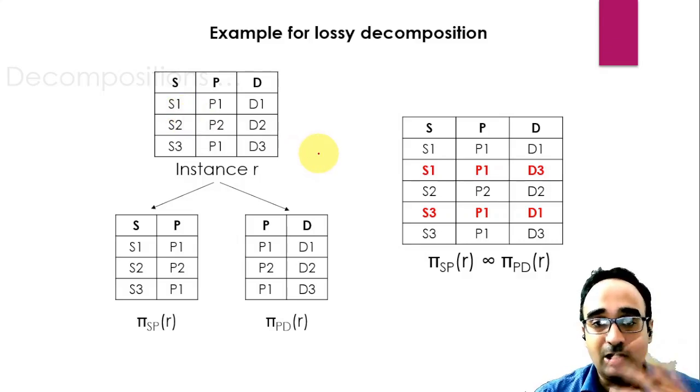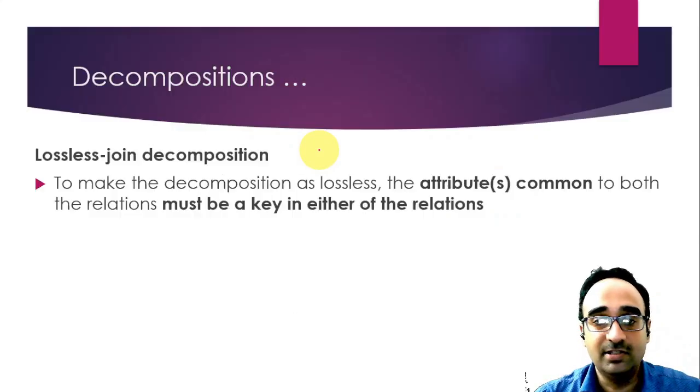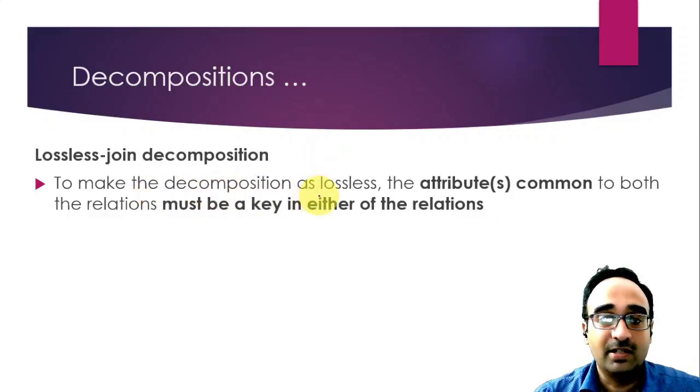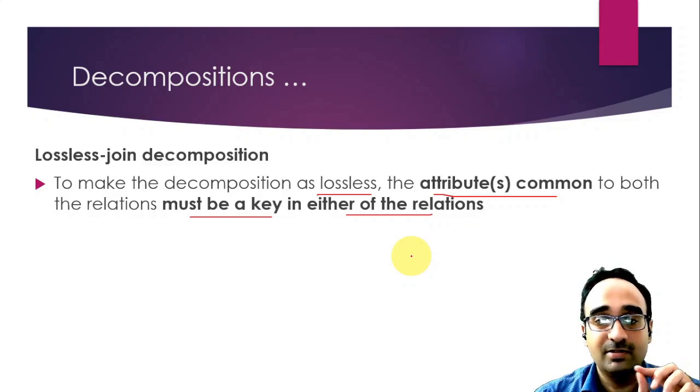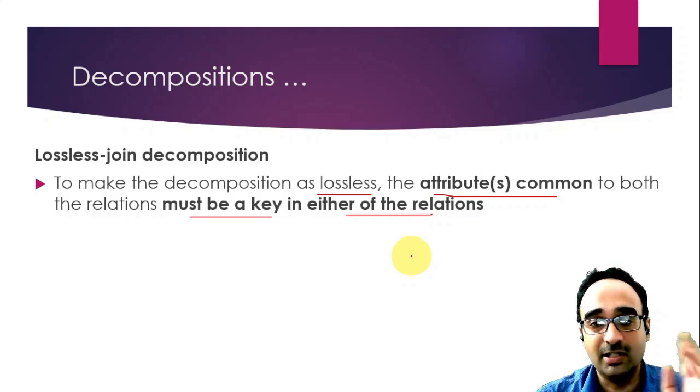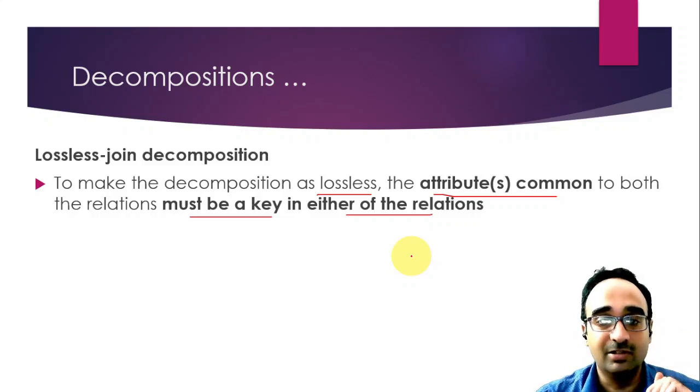Then how to make it lossless? Let's see. To make the decomposition lossless, the attributes common to both the relations must be a key in either of the relations. The only simple point is, whatever common attribute is there between the two tables, it should be a key in either one of the tables. It should not be in both tables, either the first or the second table.